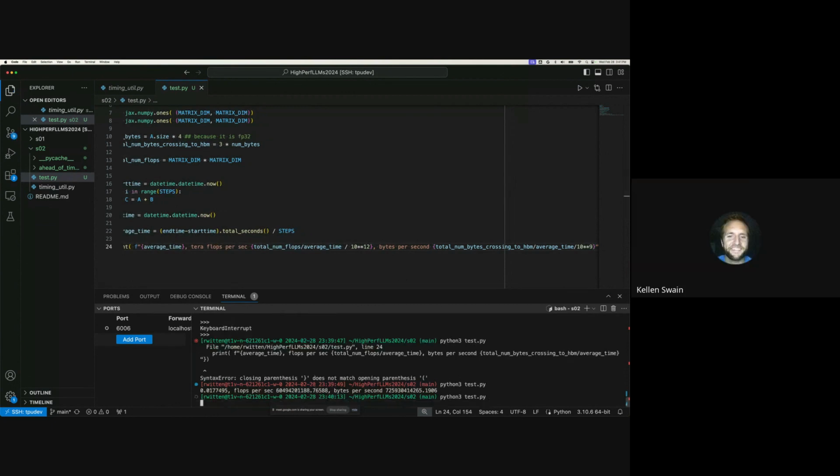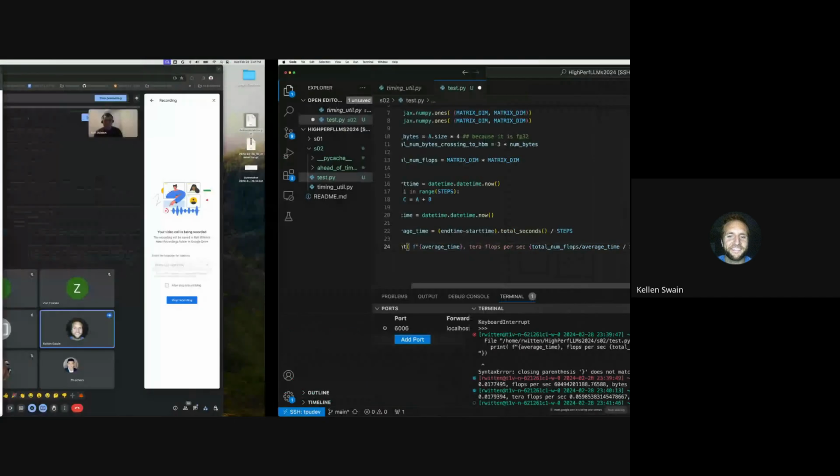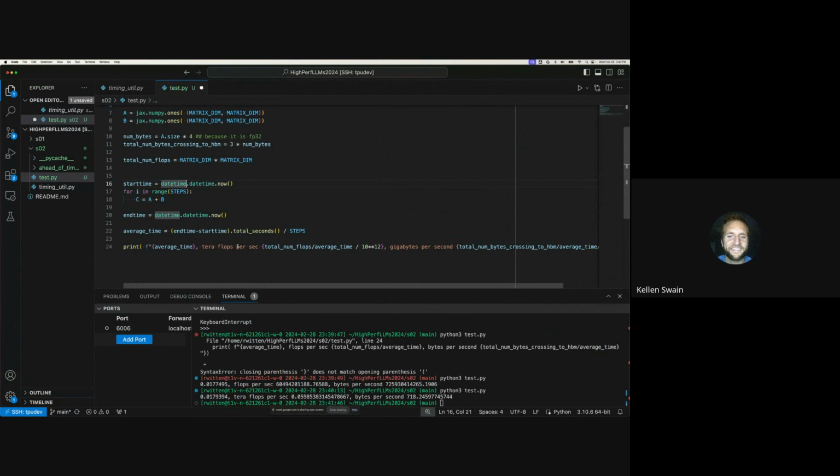Cool. I have a quick question. Yeah, get in there. With line 24, your teraflops per second, this might be nitpicky, but it's not average time, right? We're looking for the total seconds. Because your average time is divided by the steps. I'm just making sure I'm understanding what we're trying to do.